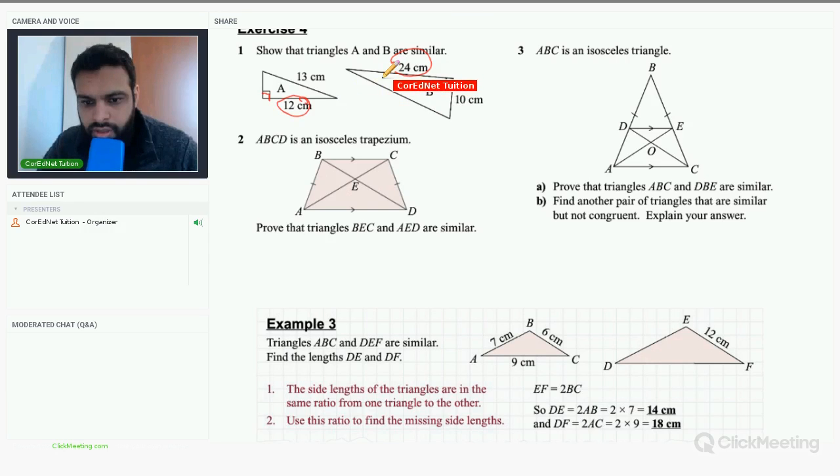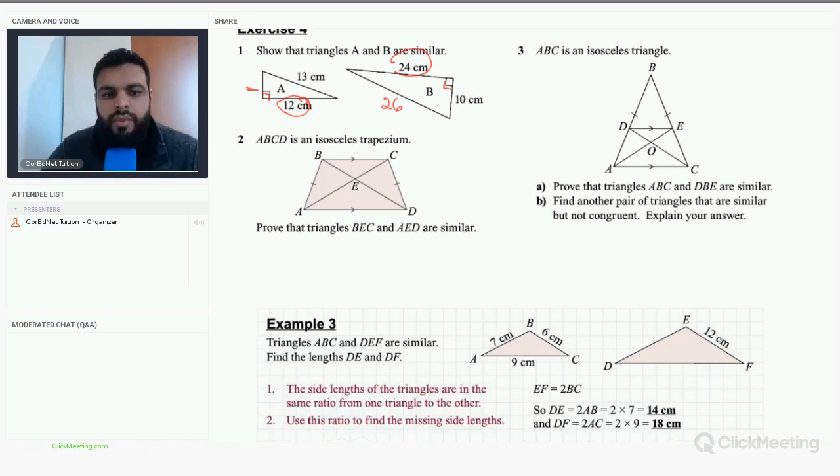It seems to be 2 times, isn't it? 2 times that length. There's a factor of 2, isn't it? And so this length here is going to have to probably be 26 then, isn't it? Okay, and how about this length here? Okay, yep, so we can work out all those values there.